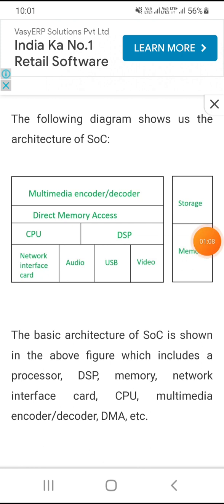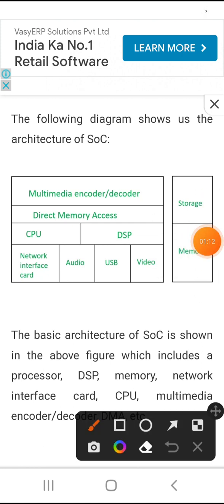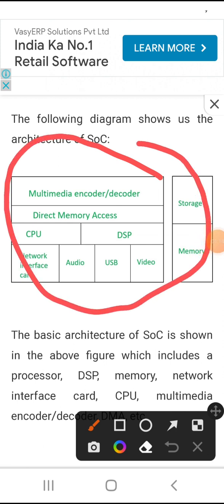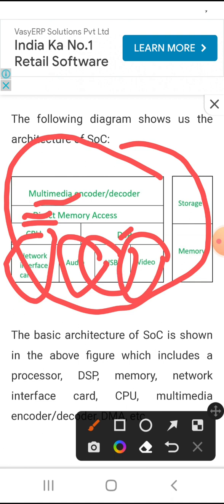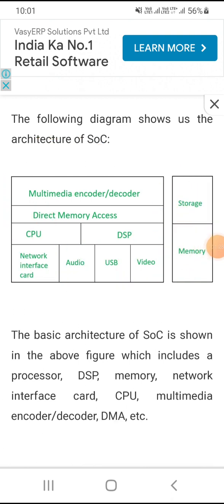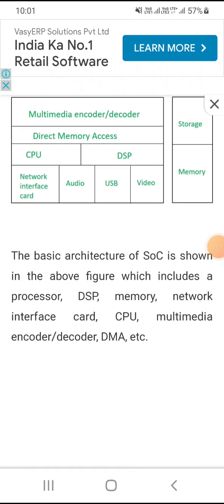You can see here the basic architecture of the system on chip: the multimedia encoder, direct memory access, CPU, DSP, network interface card, audio, USB, video, storage, memory. Okay, so this is the basic architecture of a system on chip, including processor, DSP, memory, network interface card, CPU, multimedia encoder, decoder, DMA, etc.